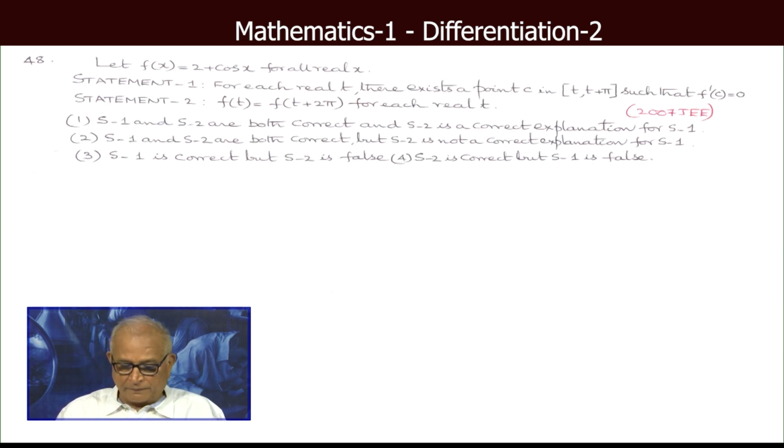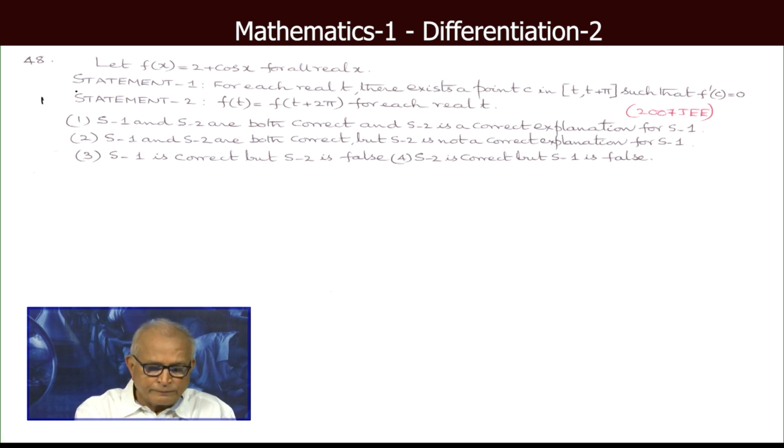Okay, next, 48. f of x equal to 2 plus cos x for all real x. Statement 1: For each real t, there exists a point c in the closed interval t comma t plus pi such that f dash at c equal to 0. Statement 2: f of t equal to f of t plus 2 pi for each real t. Statement 2 is evidently true.